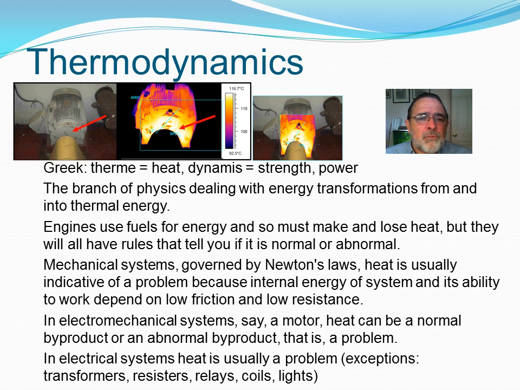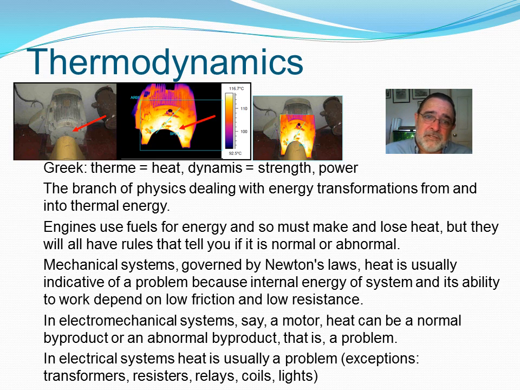In the electrical system, which you'll see pictures of in a minute, the heat is almost always a problem. The exceptions are transformers, resistors, relays, coils, and lights, light bulbs, incandescent especially, which all give off heat of their own, and they are supposed to.